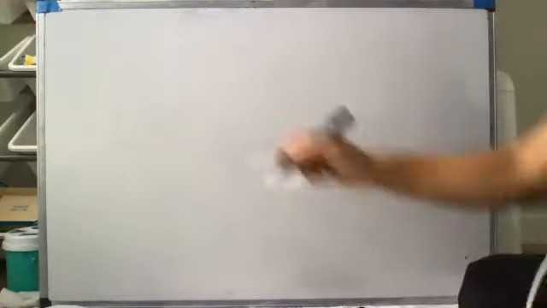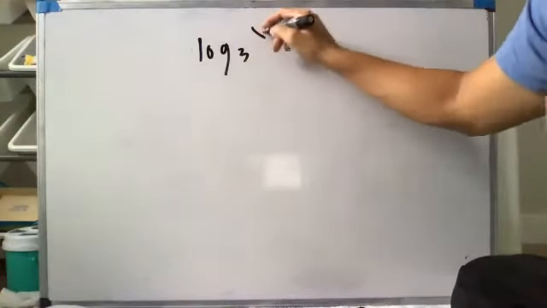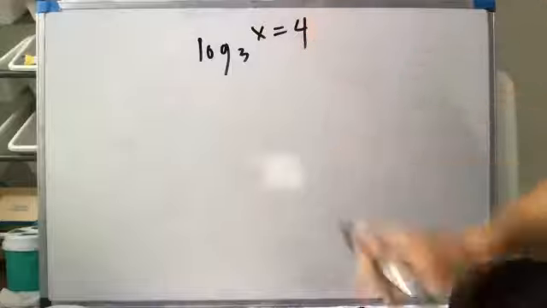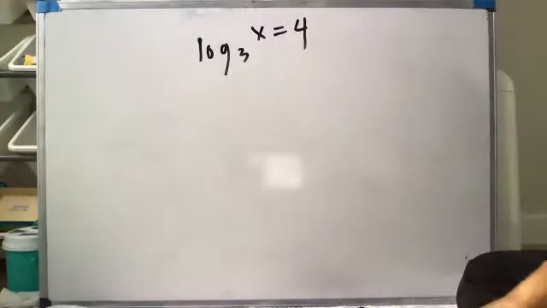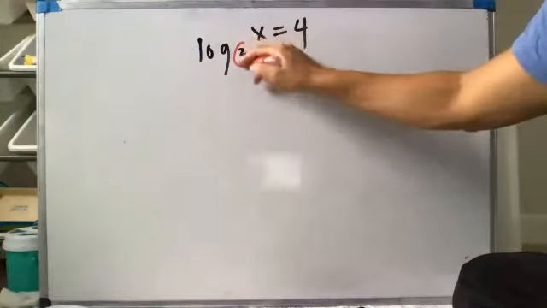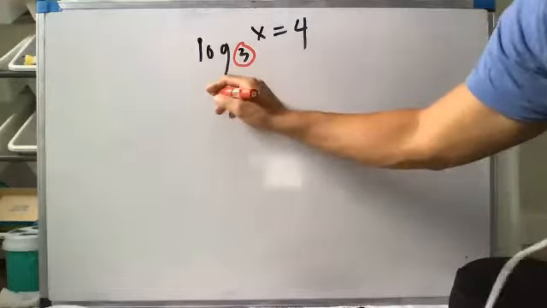Okay, let's look at those two examples that are on the box. So log base 3 of x equal to 4. Just like when we're solving exponential functions, we want to pay attention to the base. This is the base here, right? So we're going to use the exponential function with that base. So it's going to look like this.